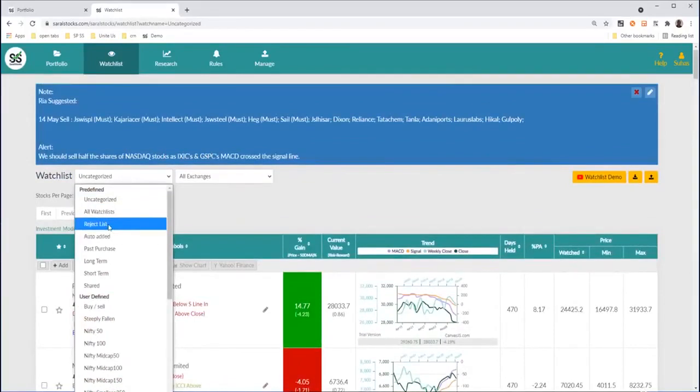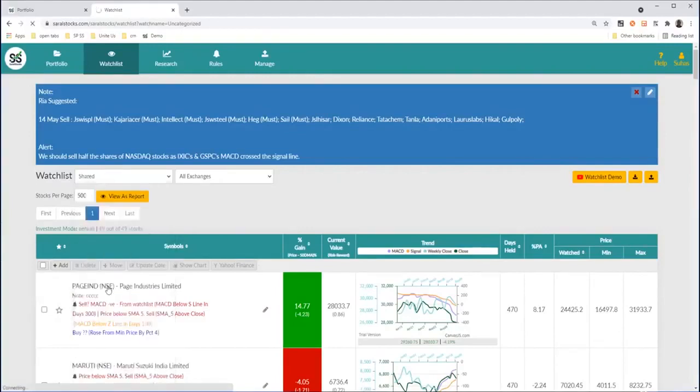The built-in lists include reject list for excluding certain stocks in your selection, so they never get selected in any criteria. Auto-arrayed lists get updated daily by a set number of stocks defined in the settings page for a specific scan. Past purchase list gets updated with stocks when they are removed from the portfolio. And a short-term list gives you a way to categorize the stocks for a very short-term period.